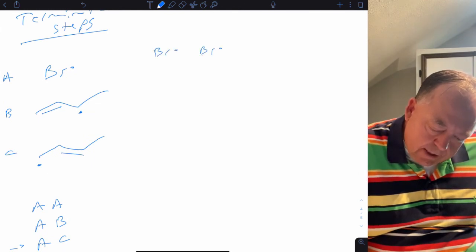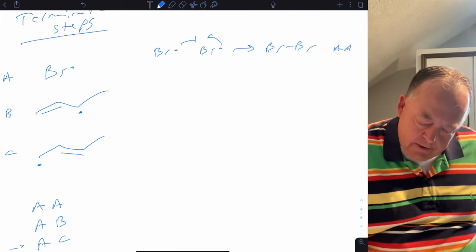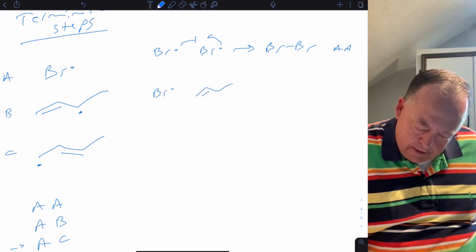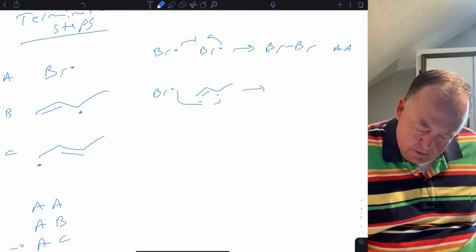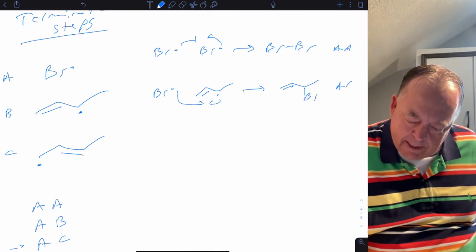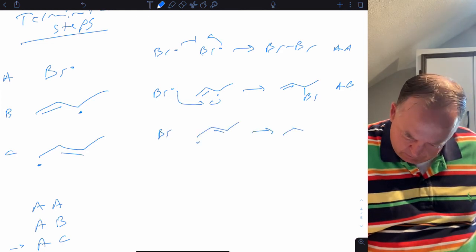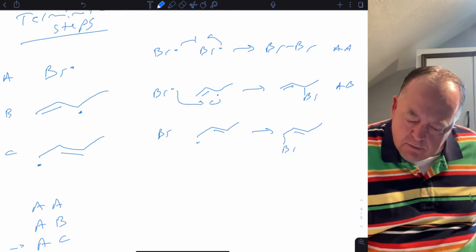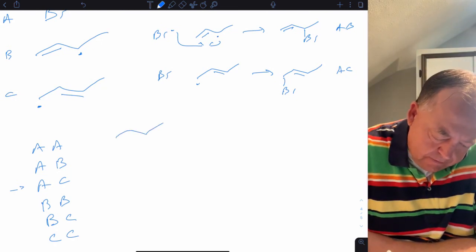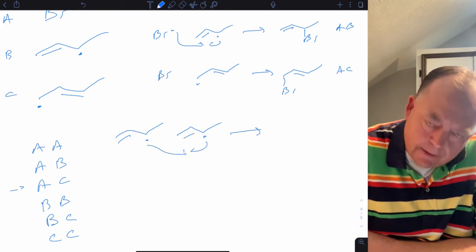So 2 bromines could react with each other to reform Br2. So that's what I mean by AA. Or bromine radical A could react with B, which just happens to make more product, so that's what I mean by AB. Or bromine radical could react with C, which just happens to make more minor product, that's what I mean by AC. Right, or 2 Bs could react with each other. So basically make a bond between those 2 carbons.